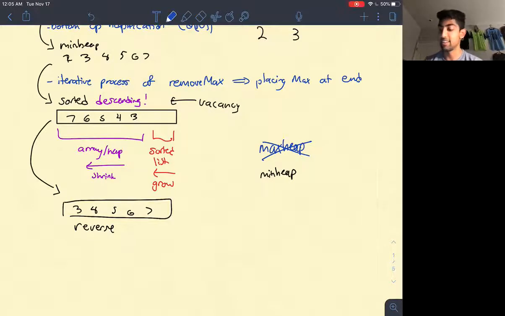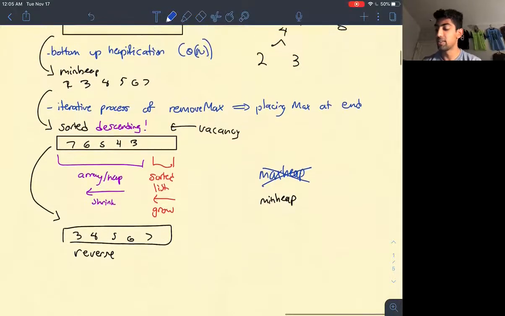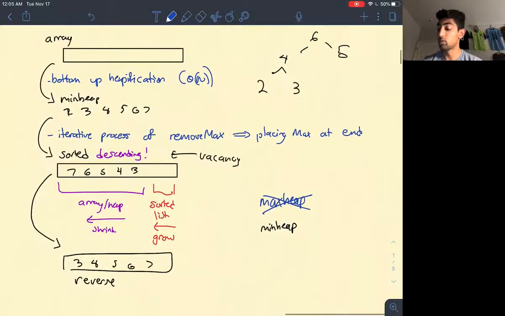Nobody talks like that. Okay, so since it's sorting in ascending order, let's look at the total runtime.